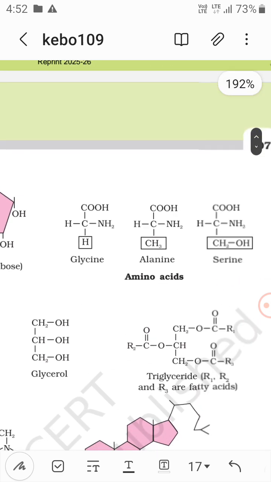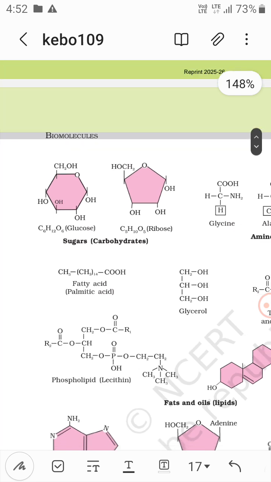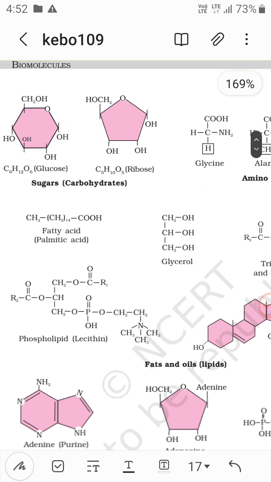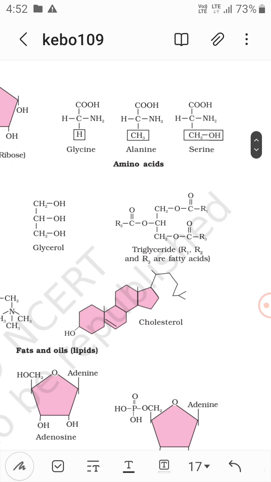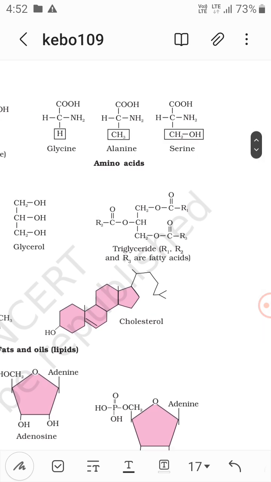So this is it. Then glycine, alanine, serine. Then you have fatty acids, that is COOH and R group, that is palmitic acid. Then CH2OH, CHOH, CH2OH, this is glycerol. Then triglyceride. Here are R1, R2 and R3, these are fatty acids, right?